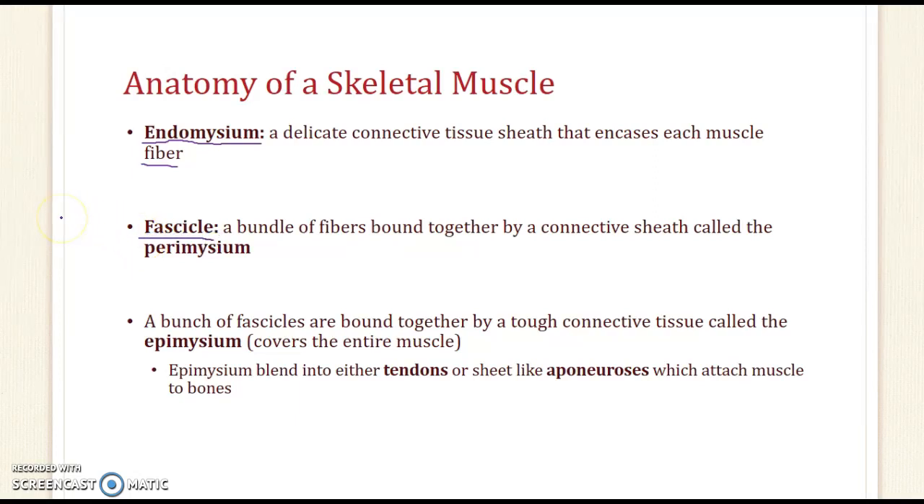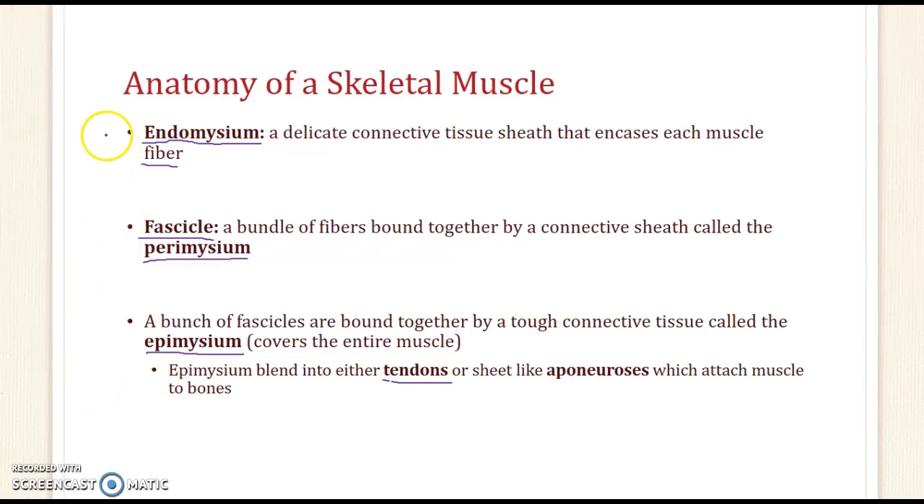So when I think about my asparagus example, this would be a bunch of asparagus put together, wrapped around that rubber band that you buy. And that rubber band would be the perimysium. So perimysium is going to be the connective tissue sheath that surrounds a fascicle. And then a bunch of fascicles bound together is going to be your entire muscle. And that's going to be covered by what we call the epimysium. An epimysium is going to be connected into tendons, which are going to attach muscle to bones.